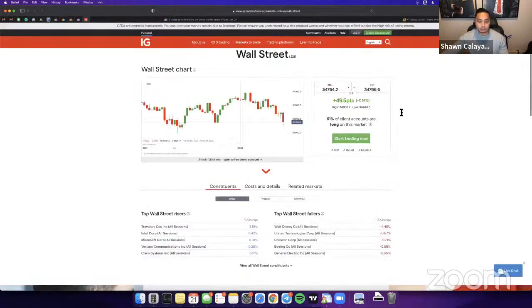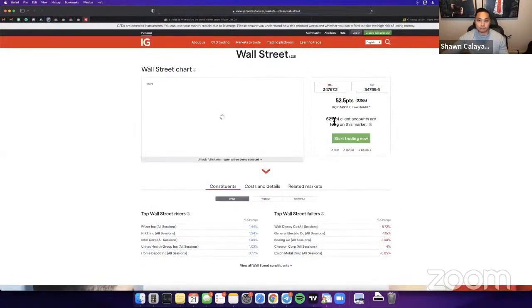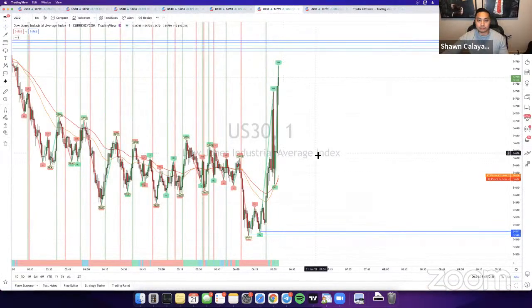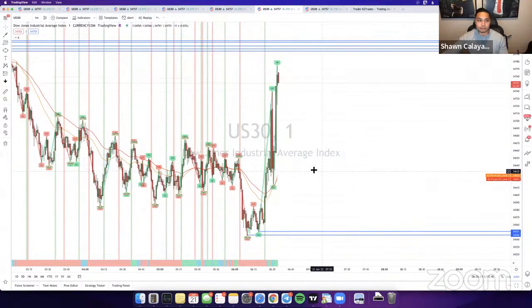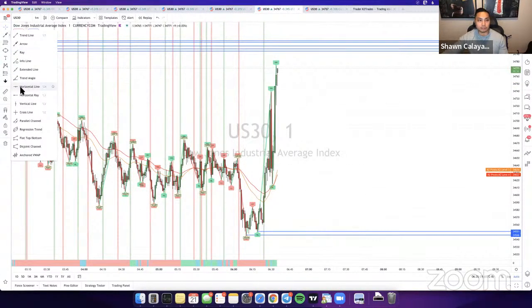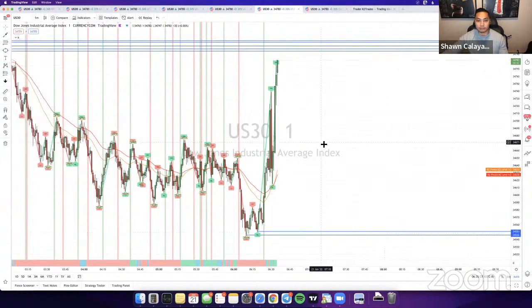Retail sentiment is still 61% long, 62% long. A lot of people are bandwagoning onto these buys. So I do expect a bigger drop to happen at some point, probably at 8 o'clock when Biden starts speaking. Something that you guys want to keep in mind, Biden is going to be speaking at 8 o'clock. So it's probably charging up. When it hits this area, it's probably going to push up even higher.